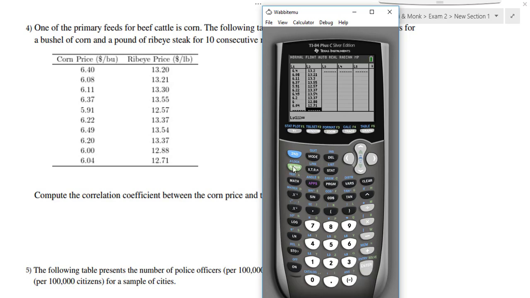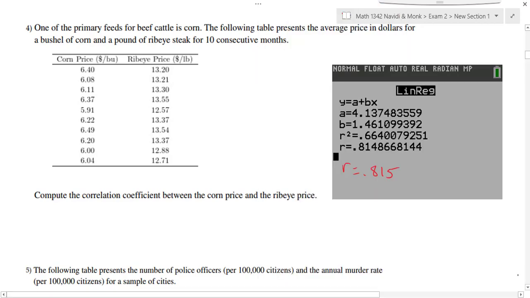Once you get your data into the calculator, what do you do? Second Mode. And then Stat, Calc, 8. Our data is already in the correct list, so we go down to Calculate. We hit Enter. And what is our correlation coefficient to 3 decimal places? 0.815. That would be our correlation coefficient.